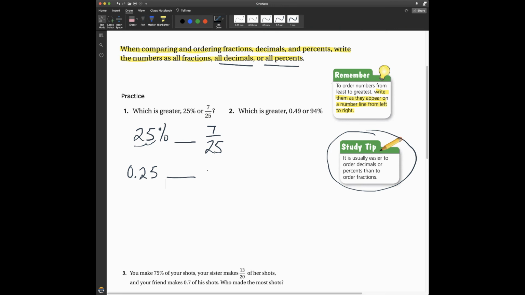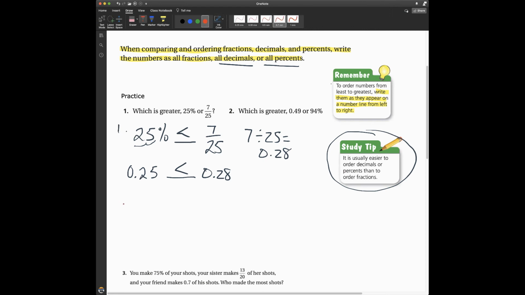And if I want to turn 7 over 25 into a decimal, all I do is in my calculator, I take 7 and divide it by 25. And so my calculator says this is equal to 0 and 28 hundredths. So you can see that 25% is less than 7/25. So 7/25 is greater than 25%. All right, so that's number one.